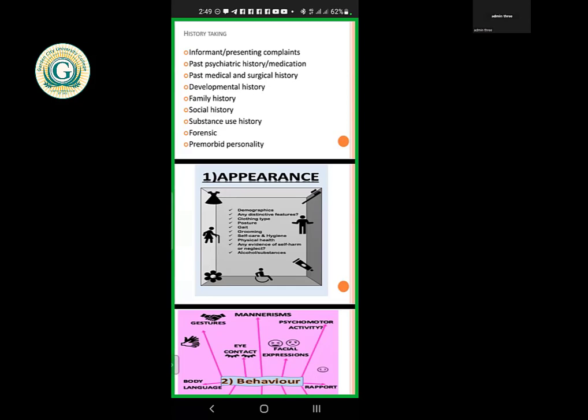However, since the onset of this particular psychiatric problem, he doesn't visit his friends. He's always indoors. He locks himself up. He doesn't come out to eat and all that. So that gives us a clue to the premorbid personality. So that is about history taking.